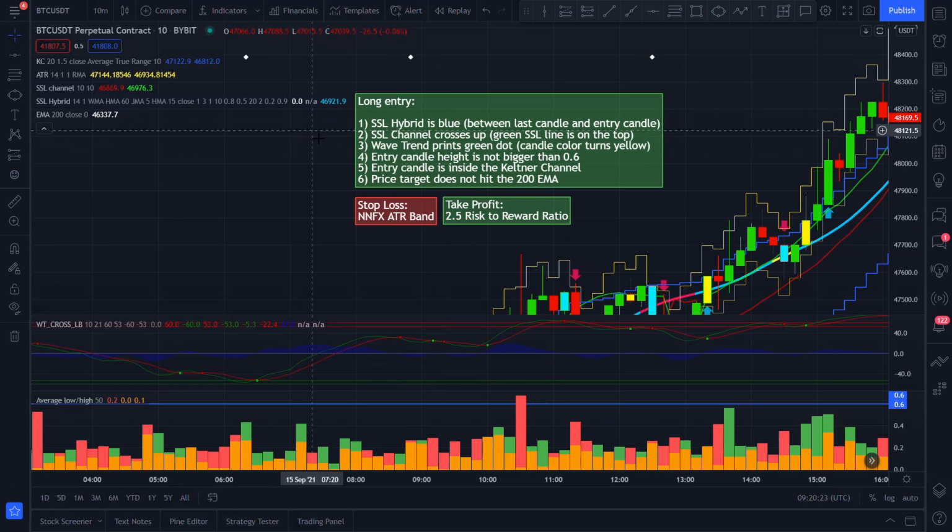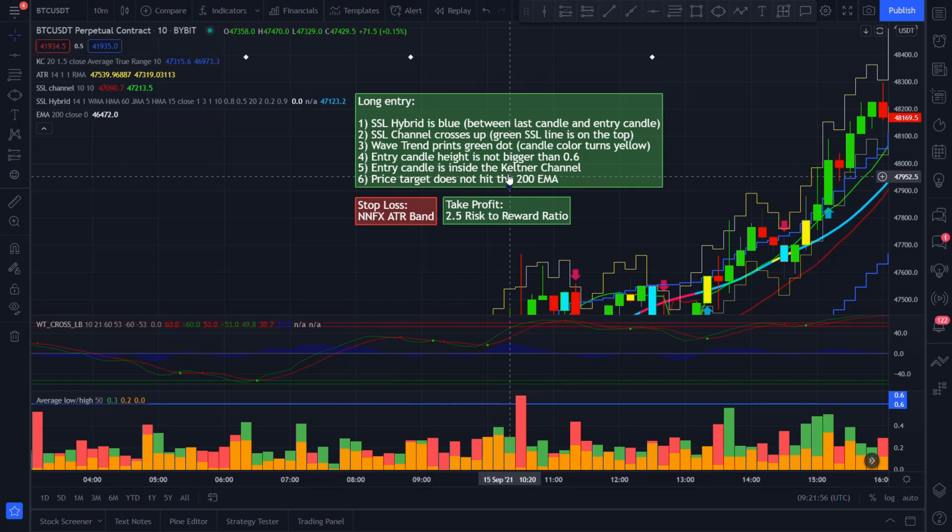For a long entry, first you will need to have the SSL hybrid in blue between the last candle and the entry candle. The second one is that you need to have an SSL channel cross up, which means that the green SSL line is on the top. Third, you will need to have the wave trend print a green dot, which also makes the candle's color turn yellow. Fourth, we are going to use our candle filter, and for an entry point, you can't have the candle above the 0.6 line. So as you can see on this candle, we would not have made an entry.